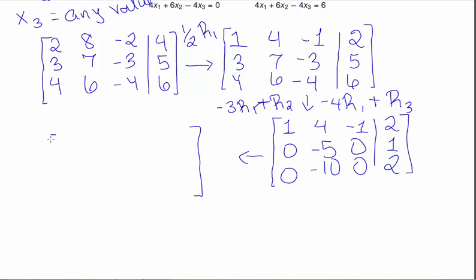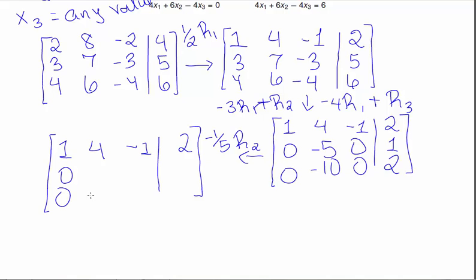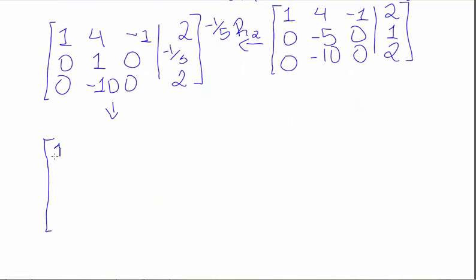From here, we need to turn the second row, second column into a 1. So we'll do this by multiplying the second row by negative 1/5. So rows 1 and 3 will stay the same, and row 2 becomes 0, 1, 0, negative 1/5. Next, we want the zeros above and below this 1.